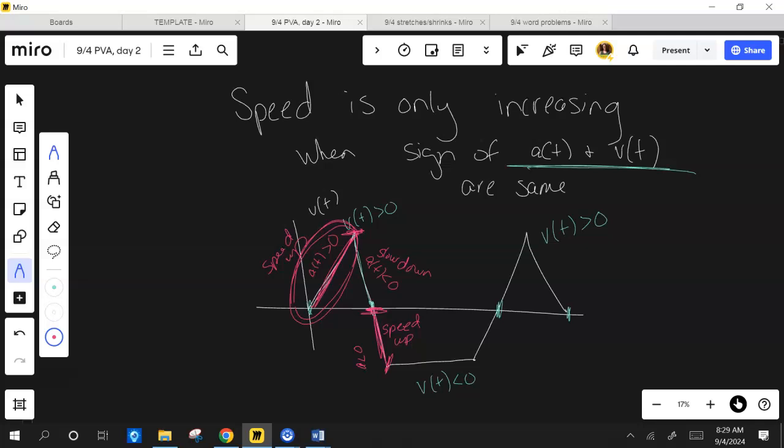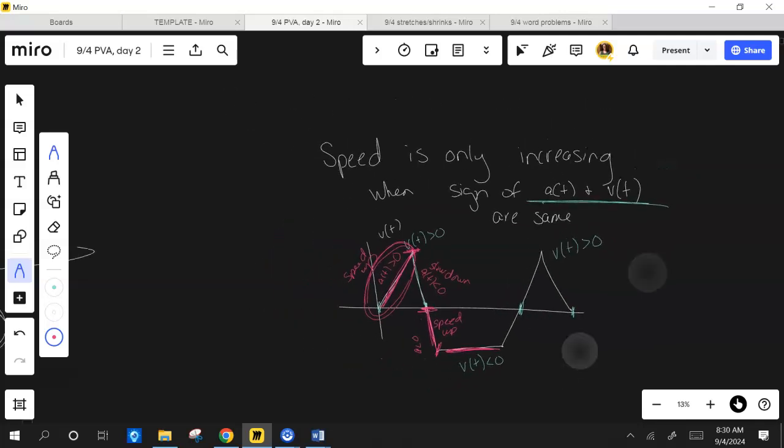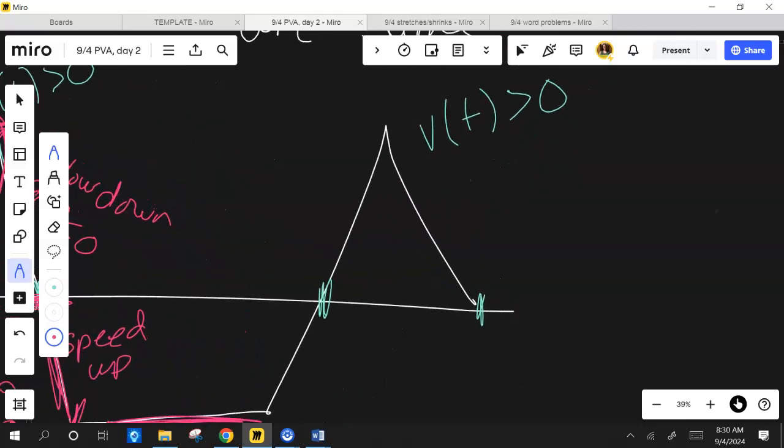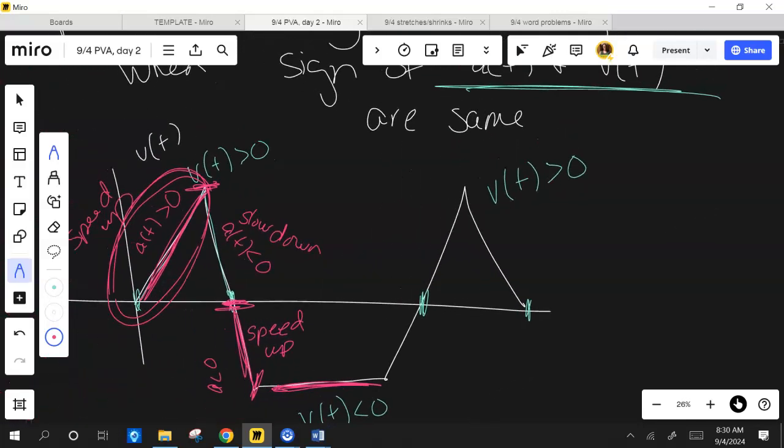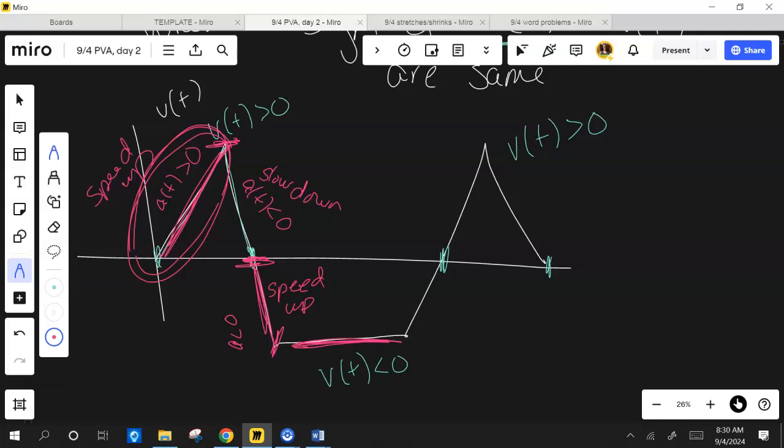How about here? She's moving, but she's moving at a constant rate, right? So she's neither speeding up nor slowing down. She's just moving at a constant what? All right, and then I hit this little part right here.